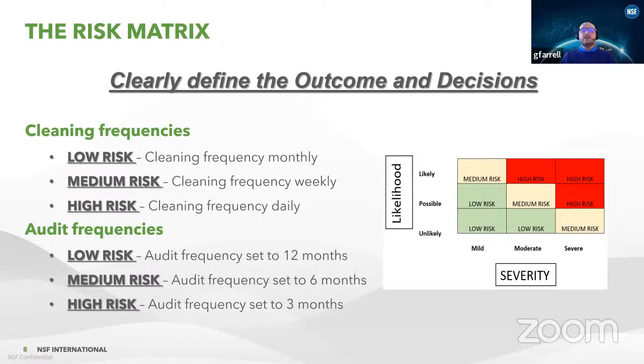Audit frequencies, same thing. So from low risk, we're going to audit at 12 months. This could be your glass and brittle plastic. Medium risk, we could look at 6 months. High risk, 3 months. That's our criteria. So now what we've done is we've defined what our likelihood and severity are. We've defined what our risk matrix is going to tell us based on our investigation of our risk assessment.